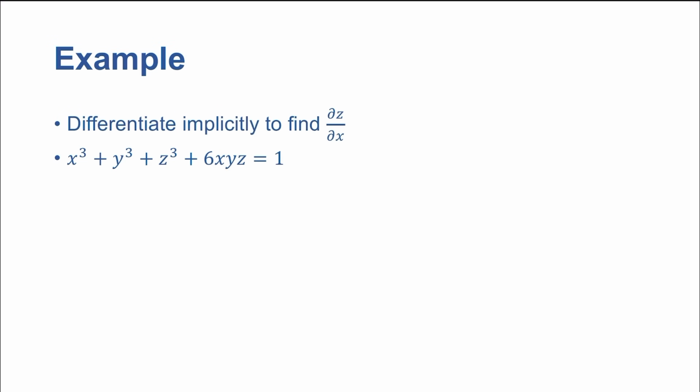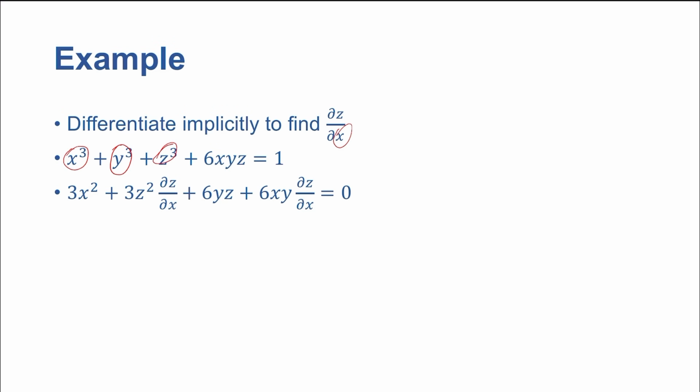So basically, when we're doing implicit differentiation for partial derivatives, and we're differentiating with respect to x, we're going to treat y as a constant, so this thing doesn't really matter too much. So when we differentiate this, obviously here we get 3x squared. We differentiate this as well, so 3z squared, but then we're using the chain rule, so then we get partial z partial x as well. And then here we've got to use the product rule, because we've got a product 6x times 6z. Y is constant, so we get 6yz plus 6xy partial z partial x equals 0.